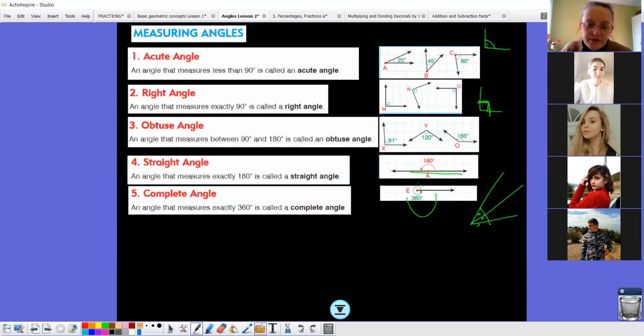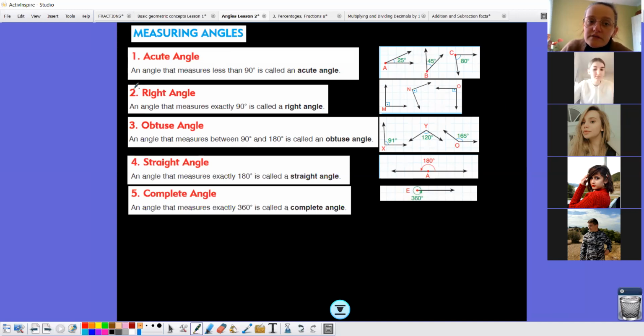Now, measuring angles. We have acute angle. You can write this if you want. It will be better for you if you know what an acute angle is. An angle that measures less than 90 degrees is called an acute angle. As you see here, there are some examples of acute angles. For example, 25 degrees, 45 degrees, 80 degrees. You know that we use degrees as the measurement of the angle.